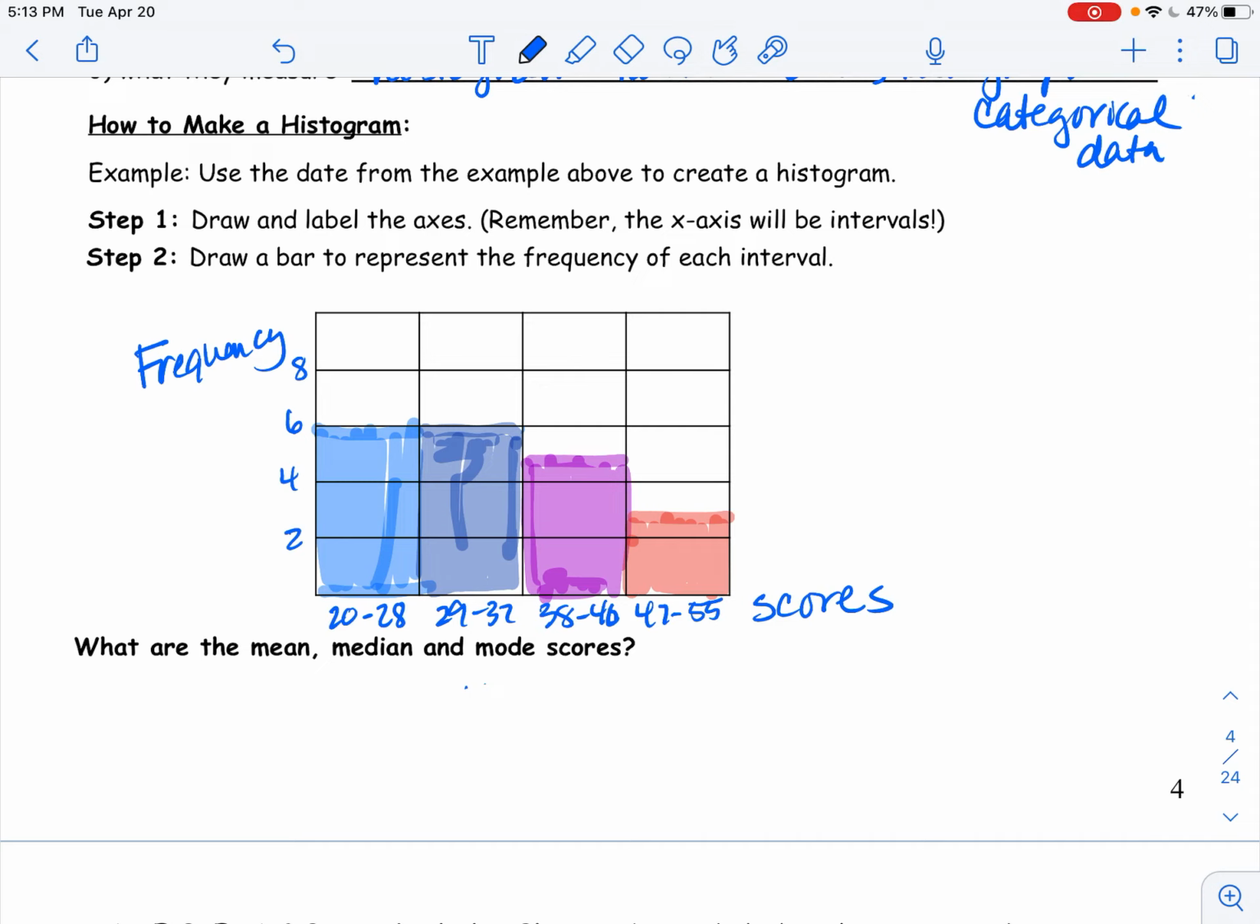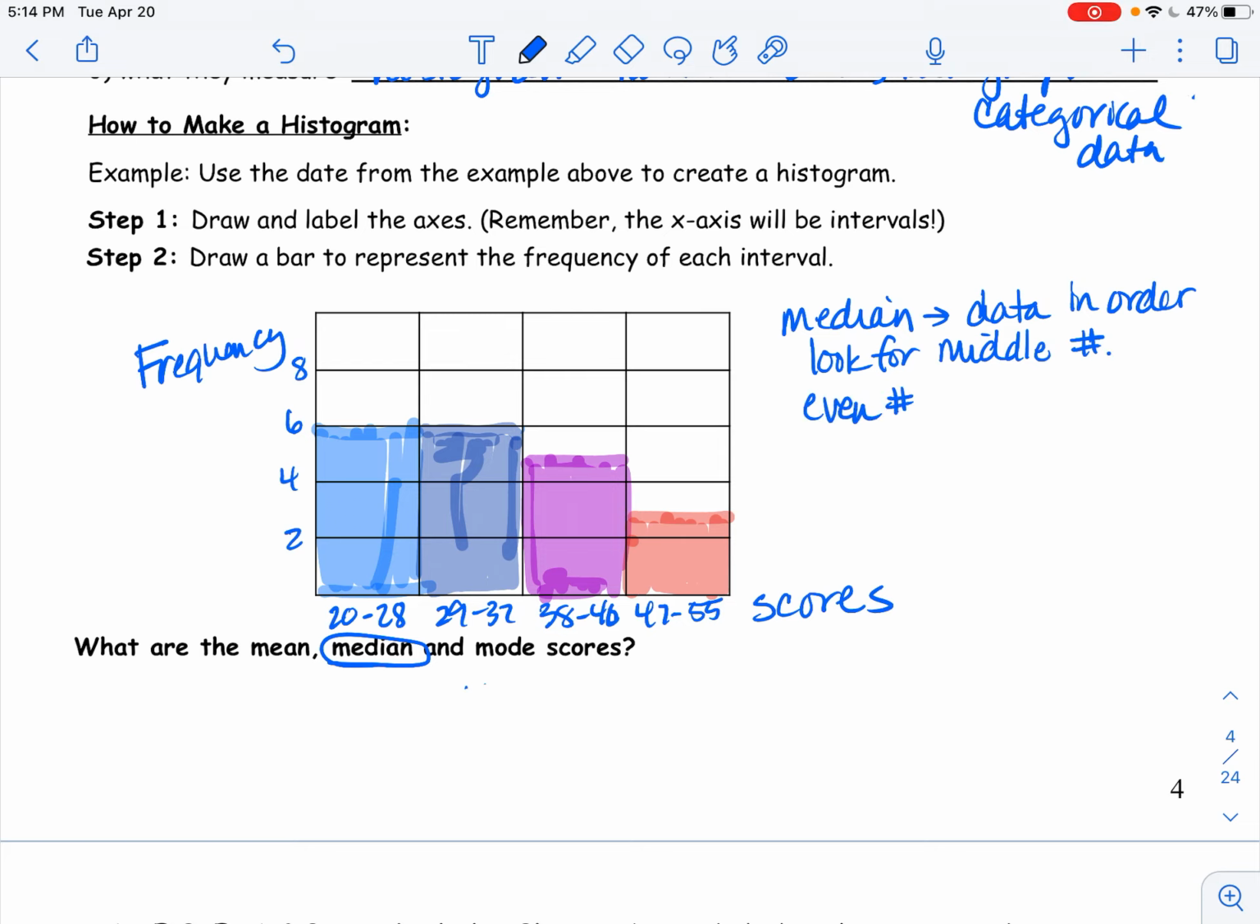Okay, so now it says, what are the mean, median, and mode scores? Well, first thing, since we're finding all 3 of these measures of central tendency, let's start with the median. Let's put the numbers in order. So for a median, data need to be ordered. And you're looking for the middle. If you have an even number of data, you're going to average the 2 in the middle.